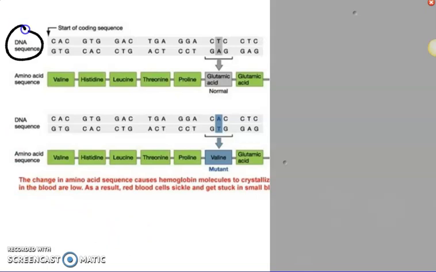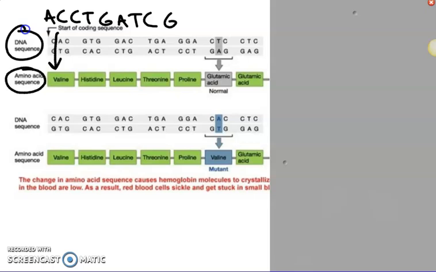There's my DNA sequence. DNA is a series of letters. A, C, C, T, G, A, T, C, G. It's just a series of letters. But it codes. It codes for how to put proteins together.